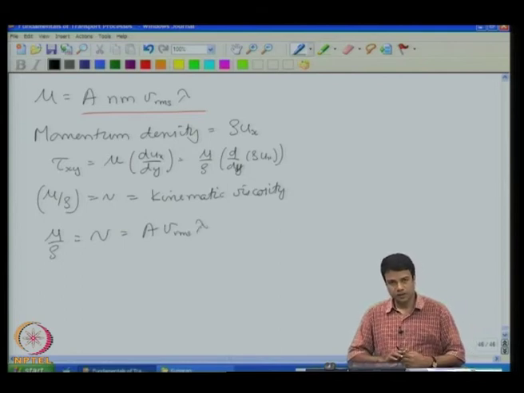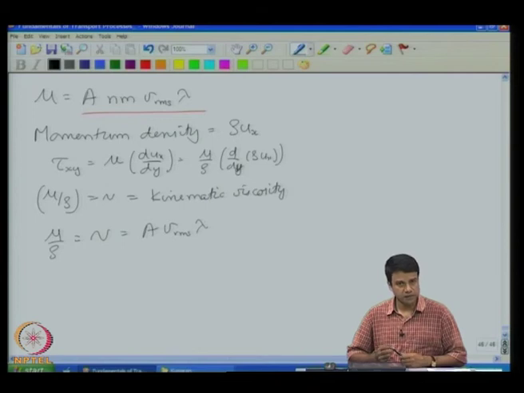Kinematic viscosity is momentum diffusivity. Momentum diffusivity, like that of mass and energy, has to have dimensions of length square per unit time. Clearly, this has dimensions of length square per unit time, but it is more than that. In the case of mass diffusion, we found that the mass diffusion coefficient was some constant times Vrms times lambda. Momentum diffusion constant is the same in this case, some constant times Vrms times lambda. So, both the mass and momentum diffusion are approximately of the same magnitude in gases.